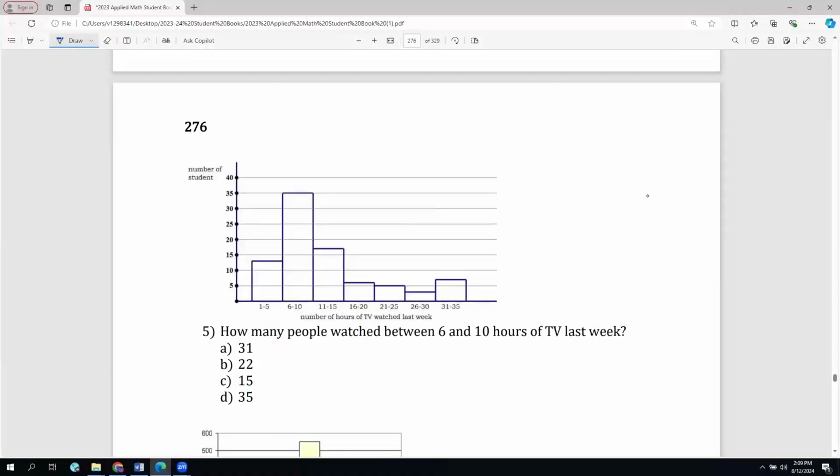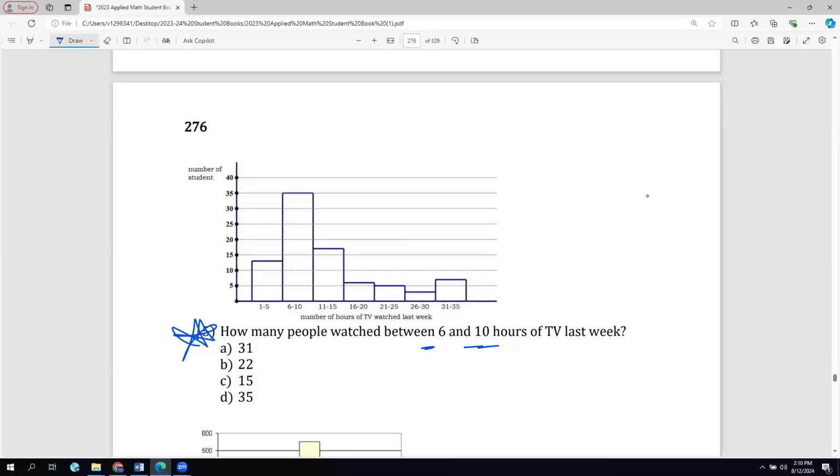Okay, go ahead and take a look at this histogram and answer this question. How many people watched between 6 and 10 hours of TV last week? Pause the video. All right, let's come on back.